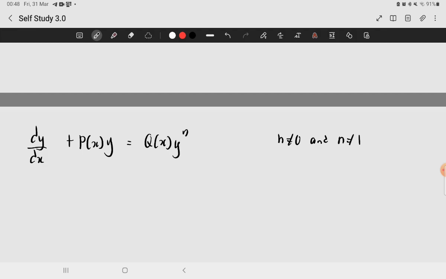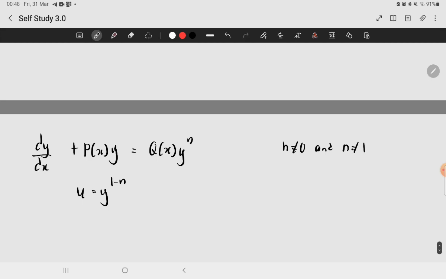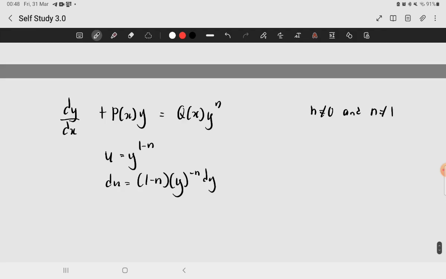So, as I said previously, we will be using substitution. So u is equal to y raised to the power of 1 minus n. Now after this we have to take the first derivative in respect of x, therefore du is equal to 1 minus n, I believe this will be y raised to the power of negative n dy. For the next line I want to rearrange the terms. So this would be 1 divided by 1 minus n, and then du is equal to y raised to the power of negative n dy.